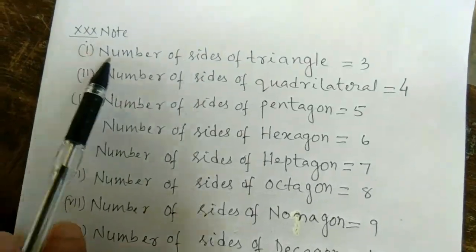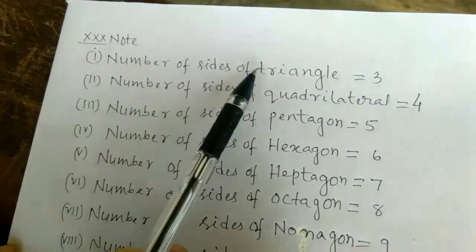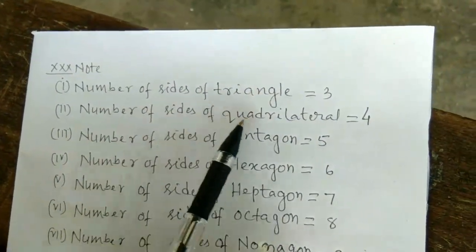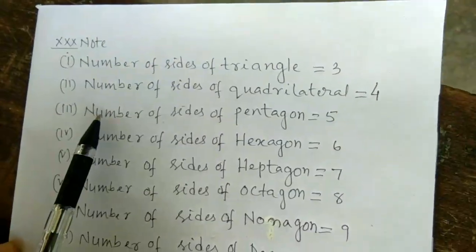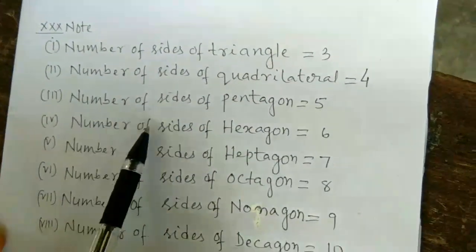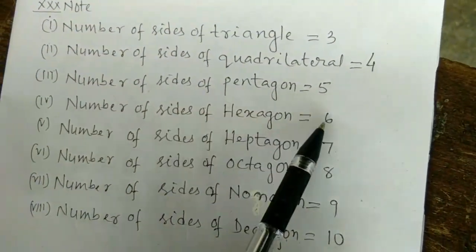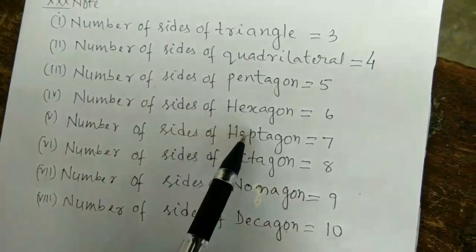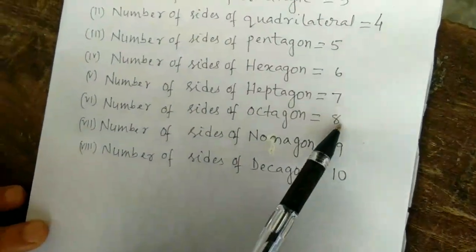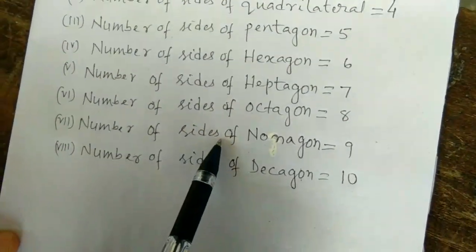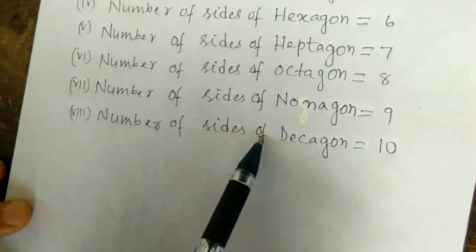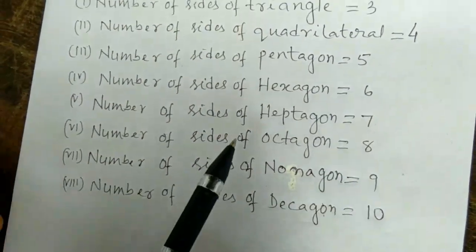Number 1, number of sides of a triangle is equal to 3. Number of sides of a quadrilateral is 4. Pentagon, 5. Hexagon, 6. Heptagon, 7. Octagon, 8. Nonagon, 9. And number of sides of a decagon is 10. Okay, these are some of the important notes you have to remember.